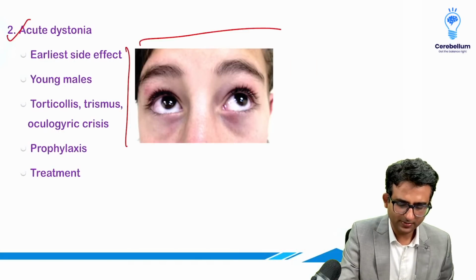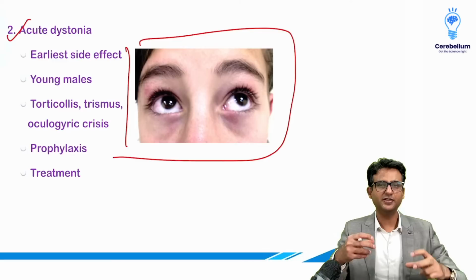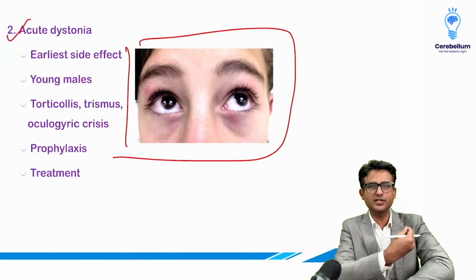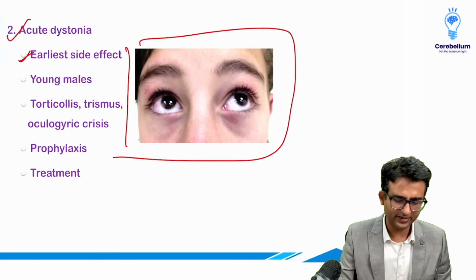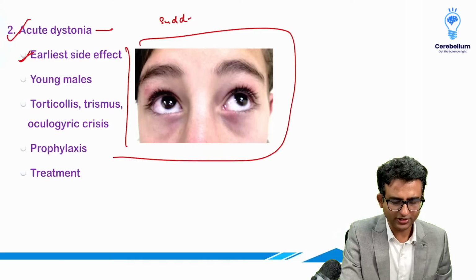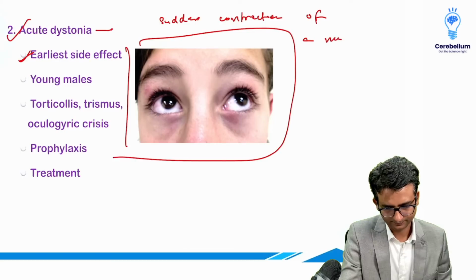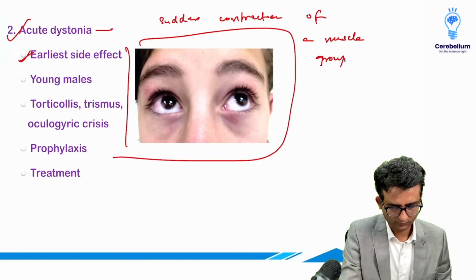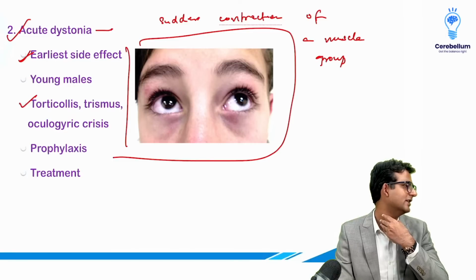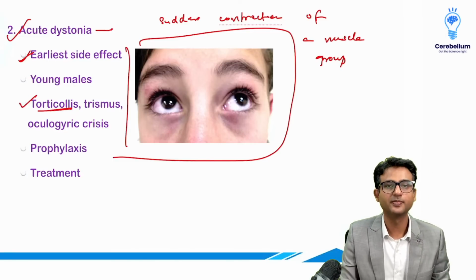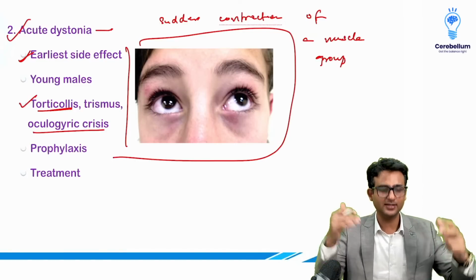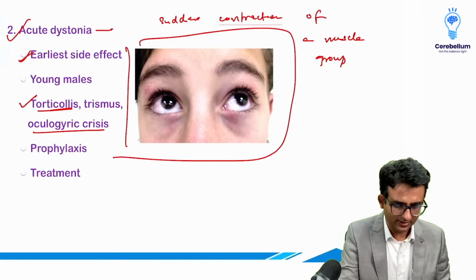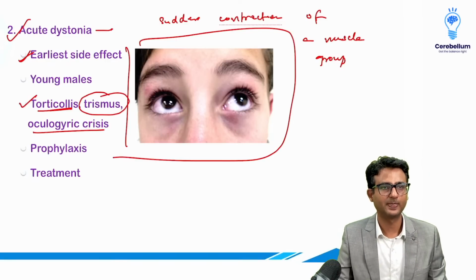Acute dystonia, your possible image-based question. You give the patient a medication, probably an intramuscular injection, and immediately the eyes roll upwards. Dystonia. An early side effect. What is it? Sudden contraction of a muscle group. If your sternocleidomastoid gets contracted, it will cause torticollis. If your extraocular muscles get contracted, it causes oculogyric crisis. If your jaw muscles get contracted, it will cause trismus.